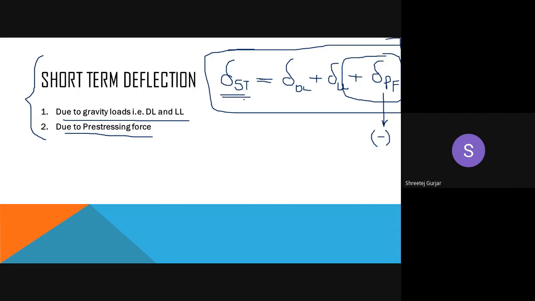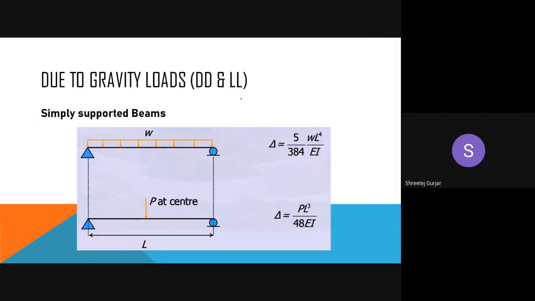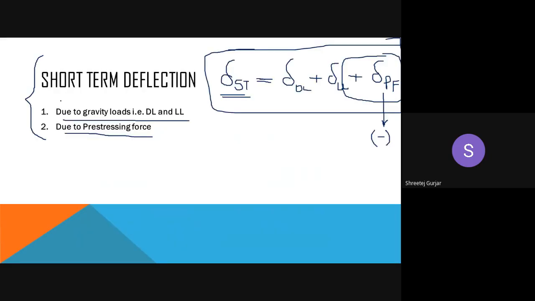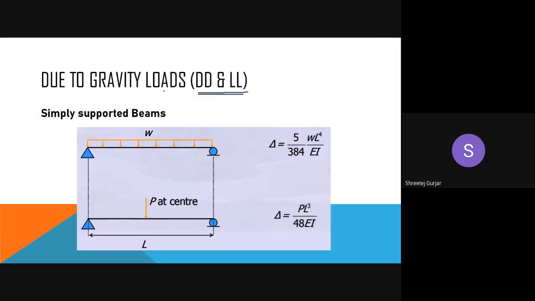Okay, so now moving on. Under short-term deflection, now we will look into deflection due to dead load and live load. Under short-term, the first point is due to gravity loads. Under gravity loads, we have dead load and live load. Now we will study how to calculate the short-term deflection caused by dead load and live load, that is, delta DL and delta LL.